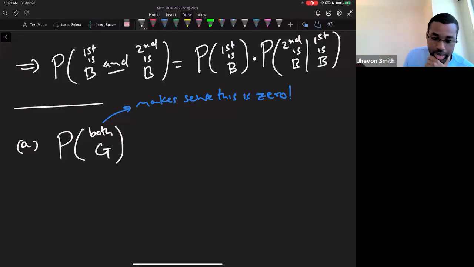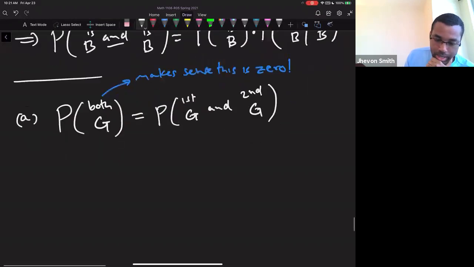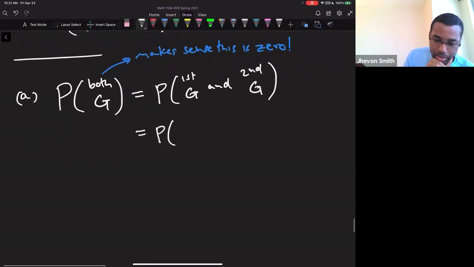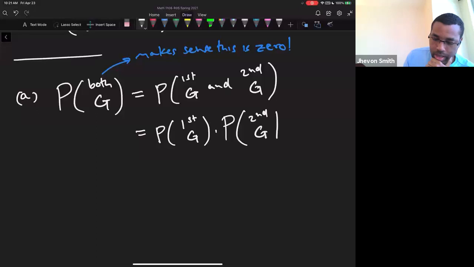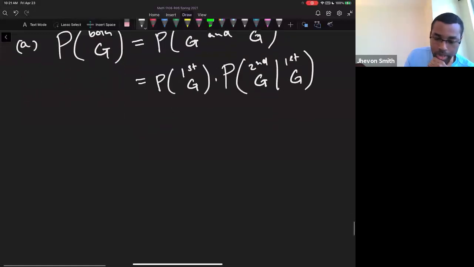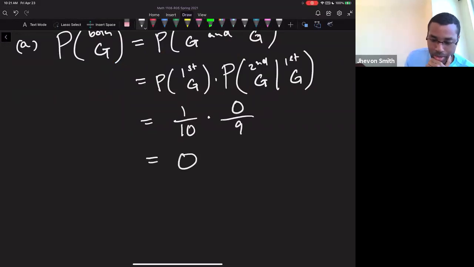But you can use the same idea of the probability that the first is green and the second is green. So that's the probability that the first is green times the probability that the second is green, given that the first is green. And of course, the first being green is 1 out of 10. The second being green, 0 out of 9. There are no greens left. That's 0.